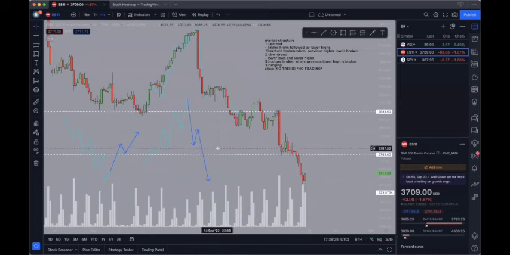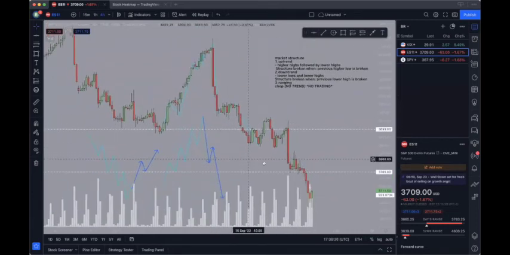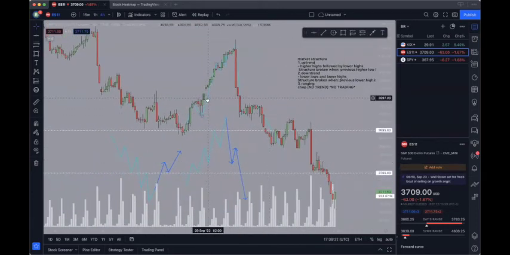So I hope this makes sense. I hope you're understanding this. So let's look at an example of where market structure had actually been broken. So I'm going to delete these real quick.